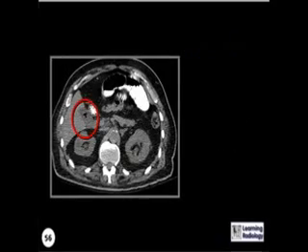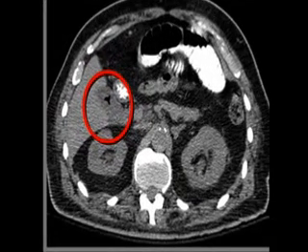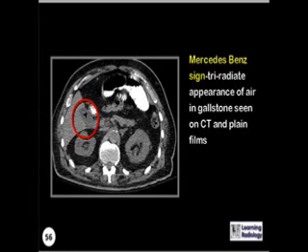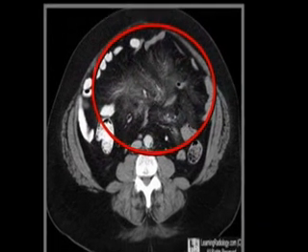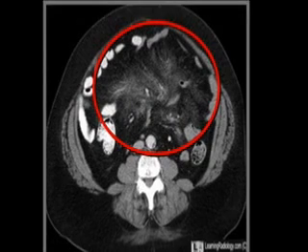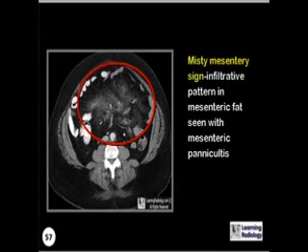What sign is demonstrated here? This is the Mercedes-Benz sign, the triradiate appearance of air in a gallstone seen on CT and plain films. It's so called because of its resemblance to the car maker's logo. What sign is this? This is the misty mesentery sign, an infiltrative pattern in mesenteric fat seen with mesenteric panniculitis.